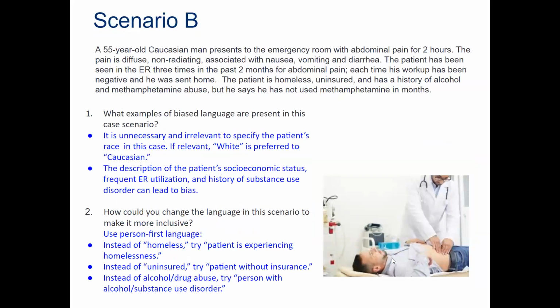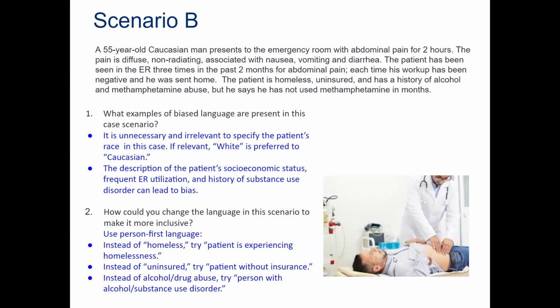Scenario B, the 55-year-old man with abdominal pain in the emergency room. Examples of biased language include the unnecessary use of the word Caucasian or reference to the patient's race, which is irrelevant in this case. If race is relevant to the case, then the term white is preferred to Caucasian. The description of the patient's socioeconomic status, frequent ER utilization, and history of substance use disorder can all lead to bias.